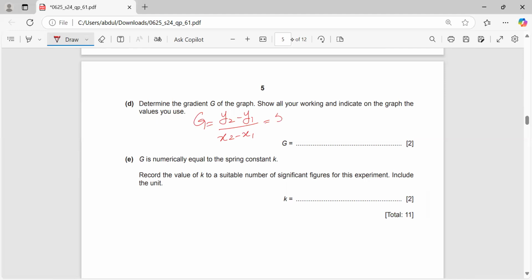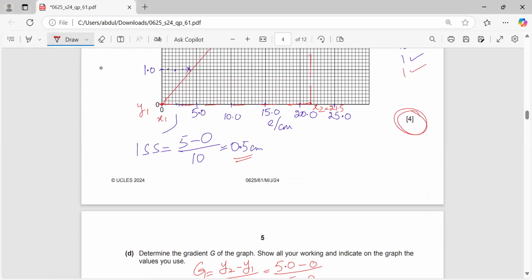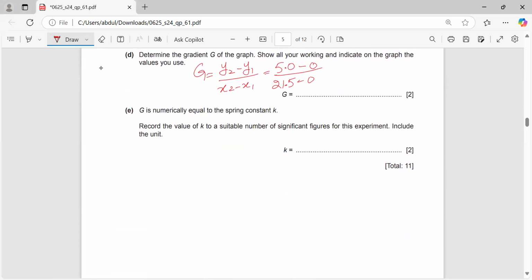y2 was 5, minus y1 0, over x2 21.5, minus x1 0. So 5 divided by 21.5. Okay, fine. It means I was right. So the answer is 0.2325. So we will write 0.23.